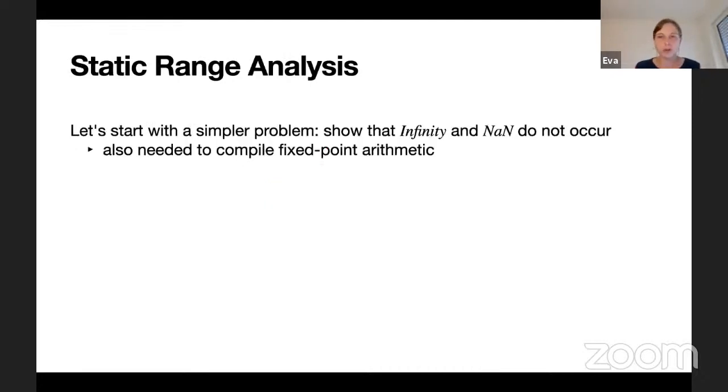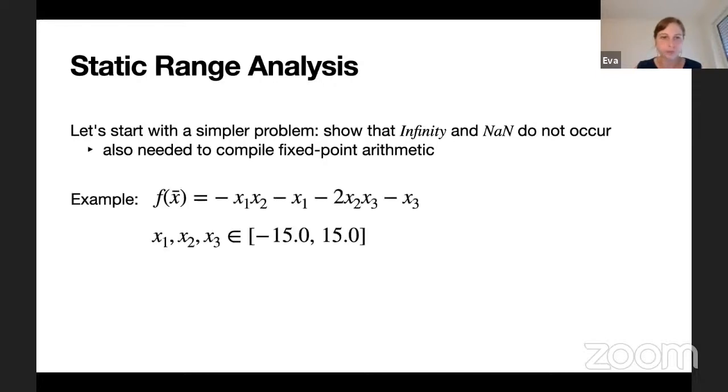All right, before we go to our rounding error analysis, let's look at a somewhat simpler problem that I've advertised before. We want to show that infinity and NaN do not occur in a program for a particular set of inputs. And this information, as I also mentioned before, is needed to do the compilation for fixed point arithmetic. We need to know what are the ranges of all the possible variables in a program.